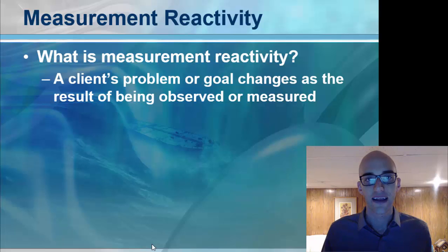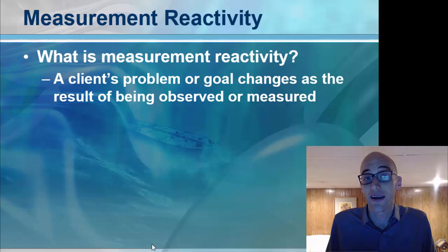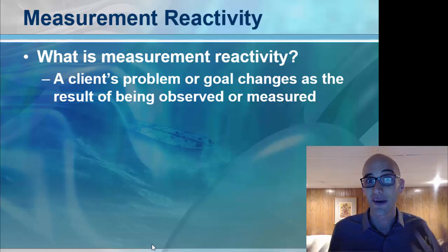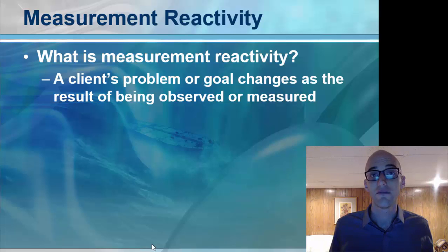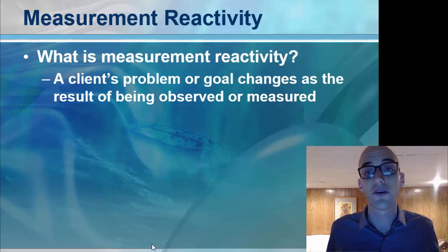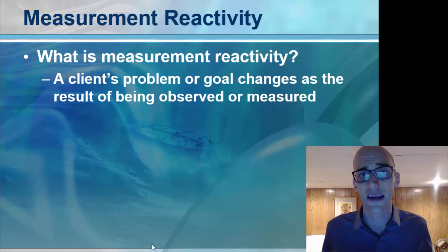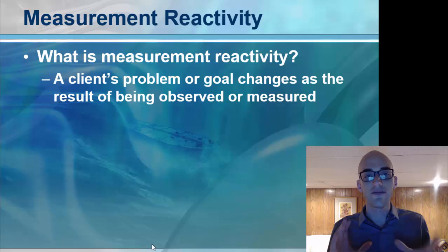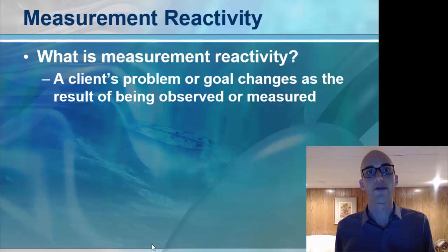Hopefully some of you have been thinking about this the whole time: how is somebody going to be reacting when I'm giving them a behavioral observation or a standardized measure to fill out? Chances are when you're a clinician, you're going to be working with some pretty sensitive personal data. So how can we think about measurement reactivity, which is essentially a problem or a goal that changes as a result of being observed or measured? Kind of the classic example of this is the Hawthorne effect.